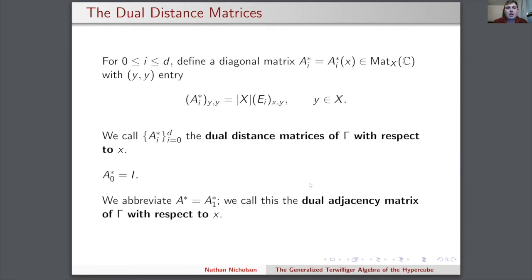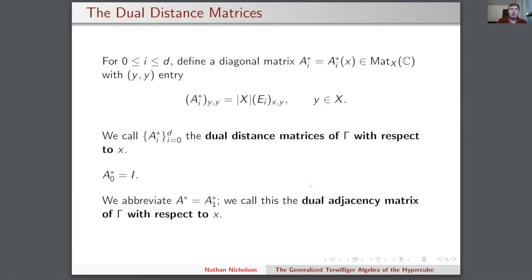Now let's define some diagonal matrices A_i star, right? Because to refresh, we have A_i's, we have E_i's, we have E_i stars. We should also have A_i stars, to finish this duality. So here's how we're going to do it. We're going to define A_i star to be the diagonal matrix with yy entry equal to the number of vertices times the xy entry of E_i, right? So we call these the dual distance matrices of gamma with respect to x.